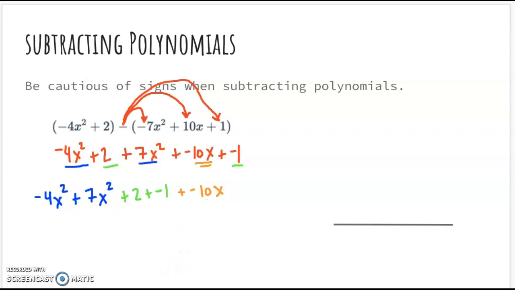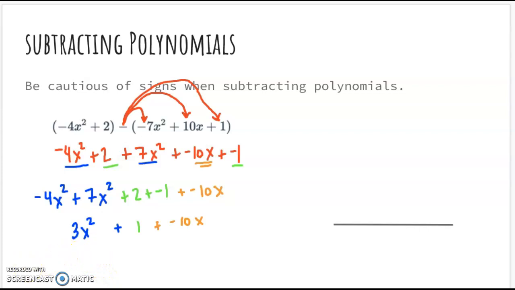And let's see here. If I combine my like terms, I've got negative 4x squared plus 7x squared, which gives me 3x squared. And then I've got my 2 plus negative 1, which leaves me with just a 1. And last but not least, my negative 10x hanging out on the end there. That doesn't combine with anybody.